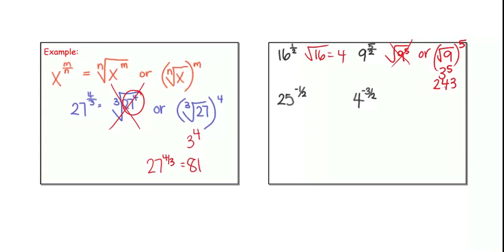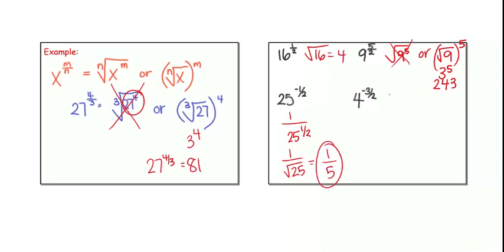The next two, we have some negative exponents, so we're going to apply our negative exponent rule from the last lesson. So 25 to the negative 1/2, I'm going to first start by saying, let's stick that in the denominator with a positive exponent. And that 25 to the 1/2 really means the square root of 25, and that would equal 1/5.